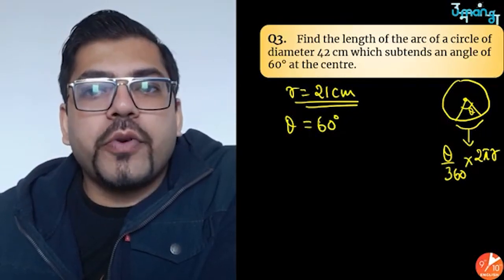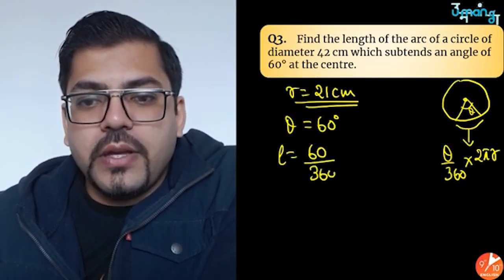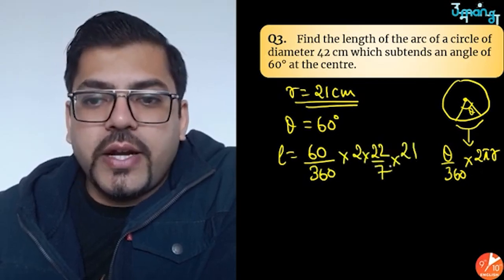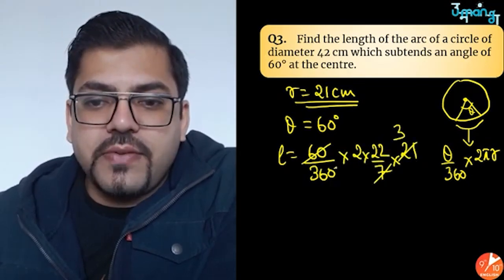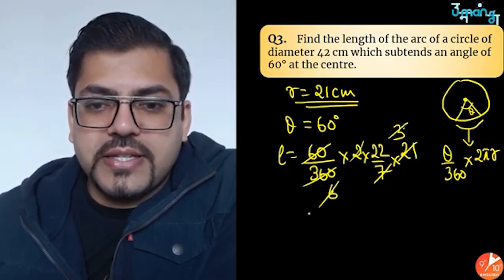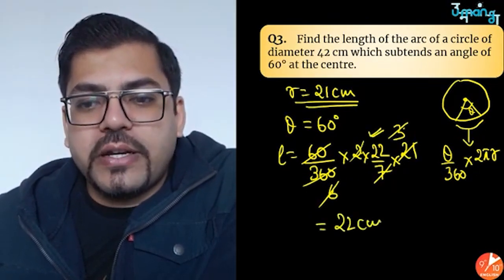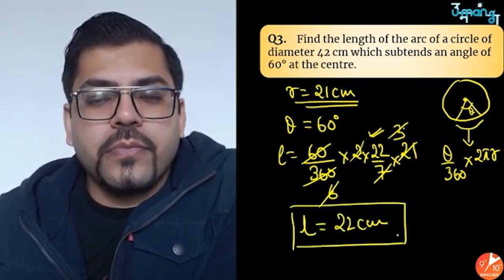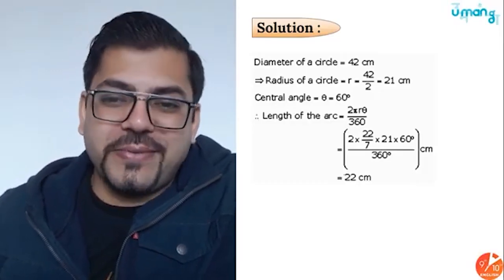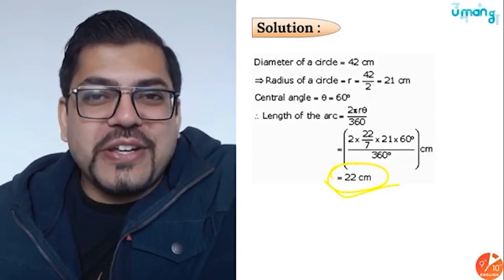Now, what do you have to do? You have to find the length. So length is equals to 60 by 360 into 2, pi is 22 by 7, radius is 21. Solving it out, this will get cancelled in 3 times. 60 will cancel it in, if I'm not wrong, 6 times. 3 2s are 6, and 6 will get cancelled. You have got 22 only. So that is 22 centimeter is the length of this arc. Cool, got it. So length of the arc is 22 centimeter. Simple. I guess I have written that only. Yeah. Fine. Chalo. Let's move on to the next question.